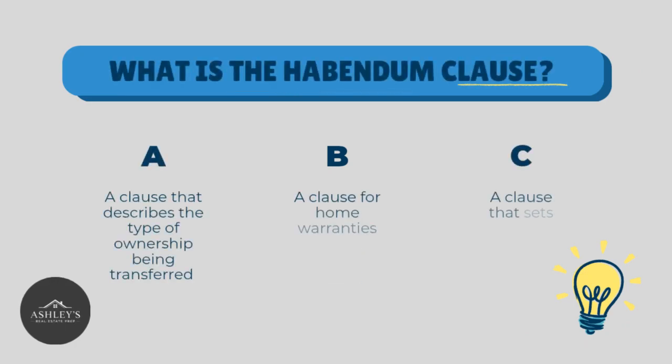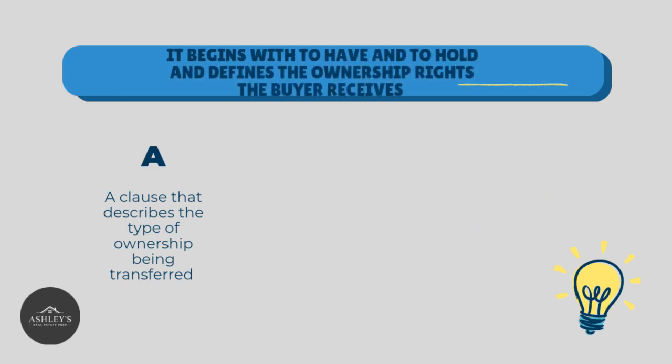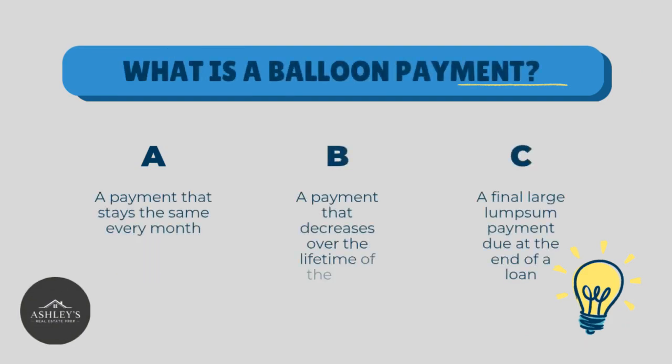What is a habendum clause? A. A clause that describes the type of ownership being transferred. B. A clause for home warranties. C. Or a clause that sets loan interest. The answer is A, a clause that describes the type of ownership being transferred. Now, it's always going to begin with "to have and to hold," and it defines the ownership rights that the buyer receives.